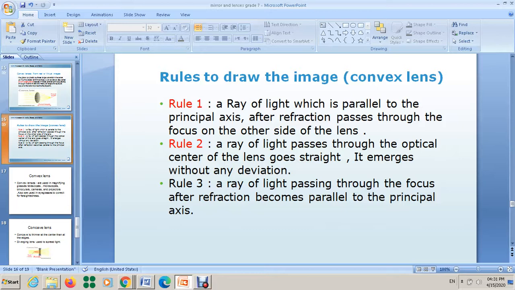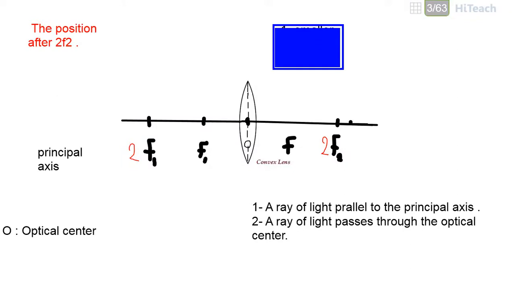The first case that we want to study is when the object is after 2F1. Let's start. You have to draw the principal axis. You have to mark F1 and 2F1. Here, look at it. You have to prepare everything like this to start drawing. This one is F2 from the other side. And make the distance correct.